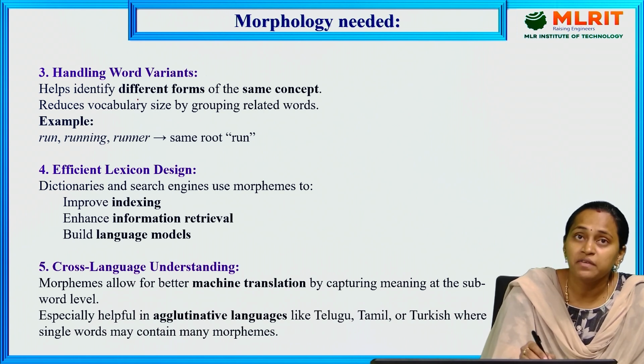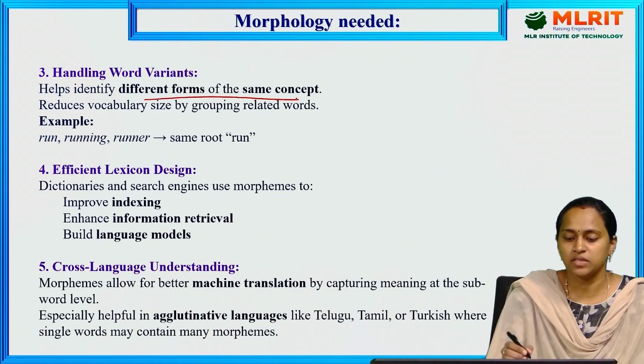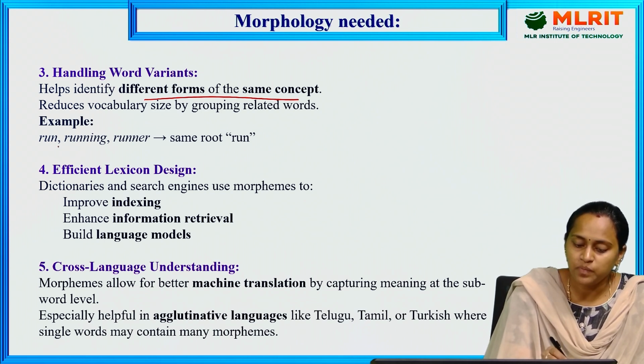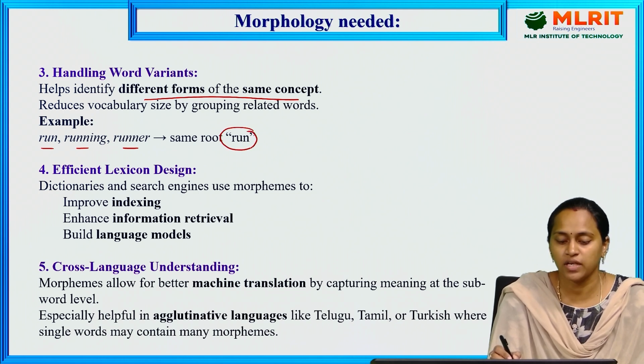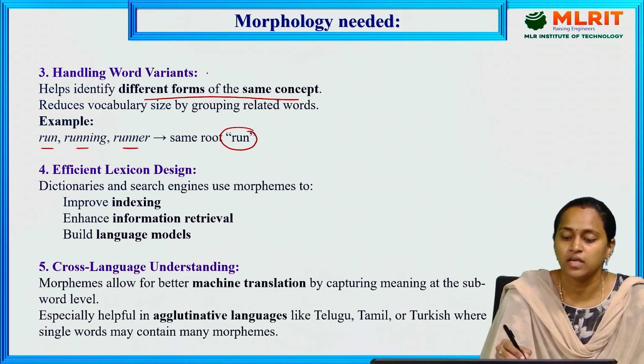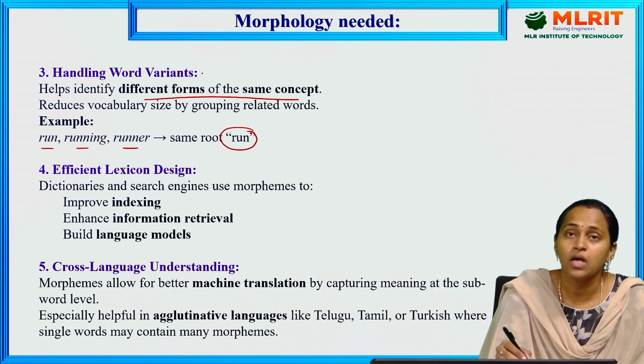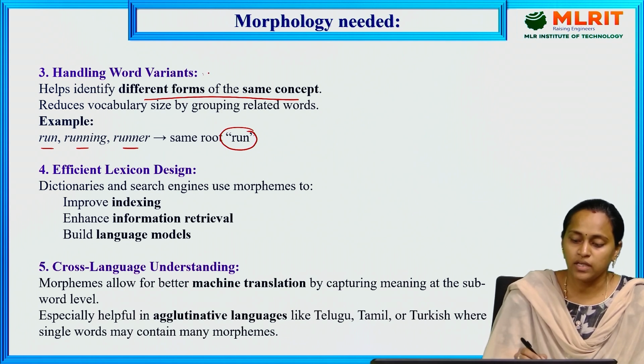It helps identify different forms of the same concept. That means it reduces the vocabulary. Take the example run, running, runner. What is the root word? Run. For this purpose, we are using the morphology concept in handling word variants. Different types of variants we are using to handle the morphological words.